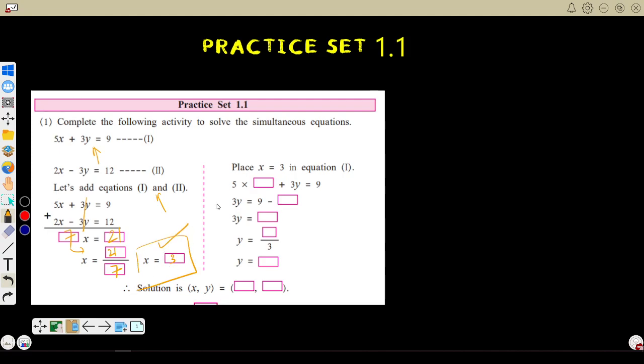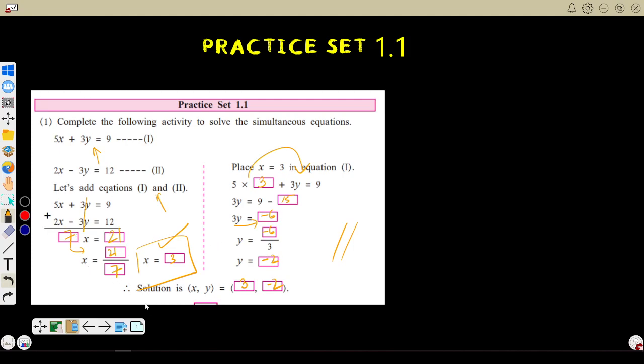Now we have the value of x. So what we do is we put x is equal to 3 in the second equation. So here 5x, in place of x you will put 3. So 5 into 3 is 15. So 15 will be shifted on the other side. So what happens? 3y is equal to 9, this 15 will be shifted here. So this will be 9 minus 15, which is minus 6. Now shift this 3 on the other side. So this will be minus 6 divided by 3, which is minus 2. Therefore the required solution will be 3 comma minus 2. I hope this is clear.